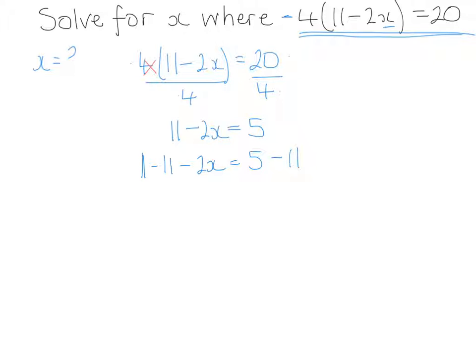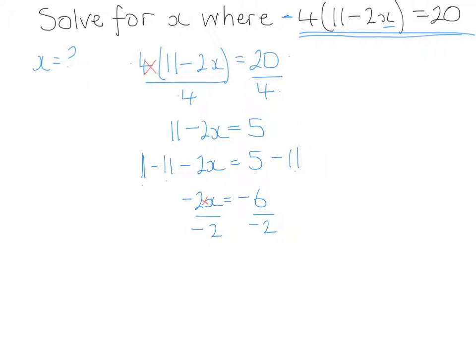So 11 take away 11, well their opposites will cancel out and just leave the minus 2x. 5 minus 11 is minus 6. Now, let's see, from what I can do here, I need to get x on its own. Now, between the 2 and the x is a times. The opposite of a times is a divide. Now, I'll divide by minus 2 on both sides.